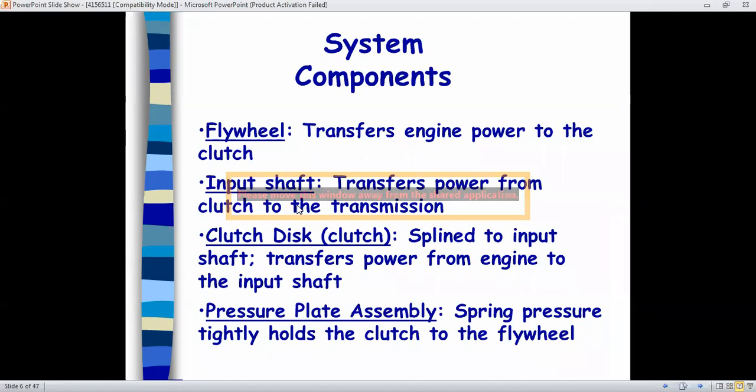Input shaft. What is the use of this input shaft? It transfers power from the clutch to the transmission system. Clutch disc: a spindle to the input shaft transfers power from the engine to the input shaft. So the main thing is this clutch, but these assemblies are also required.